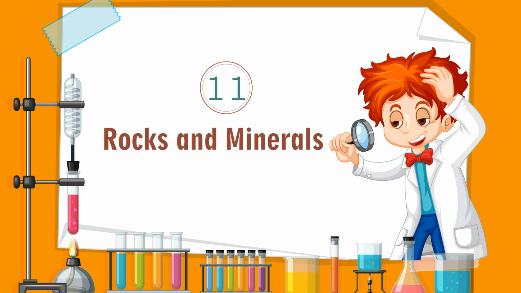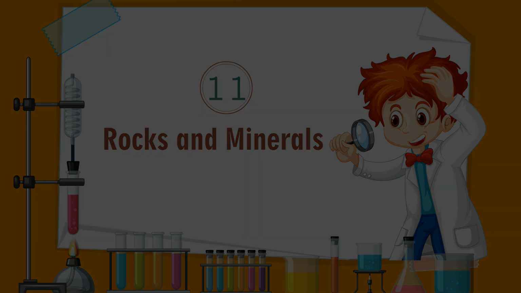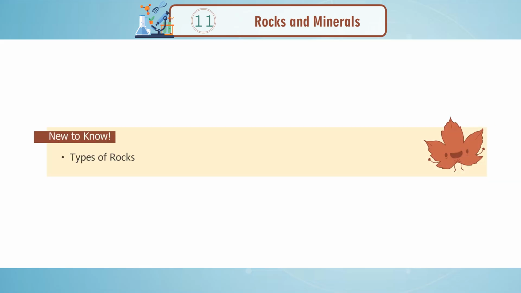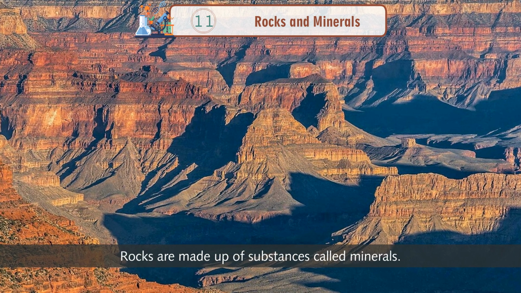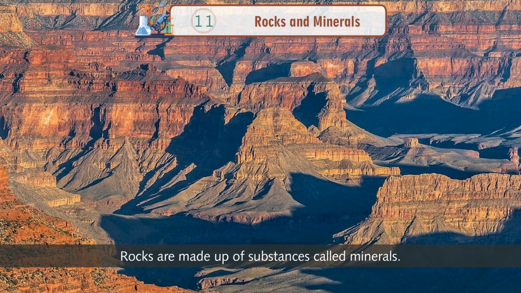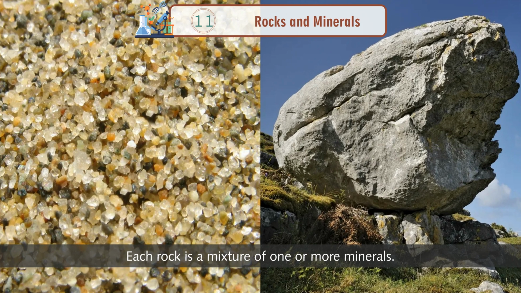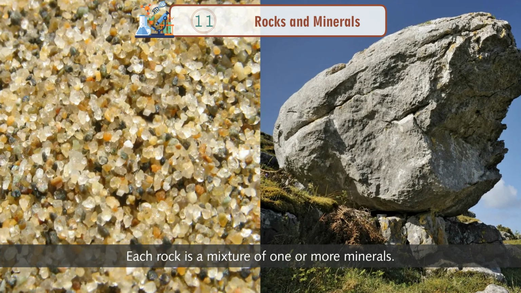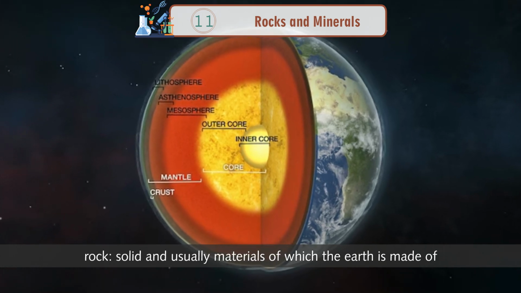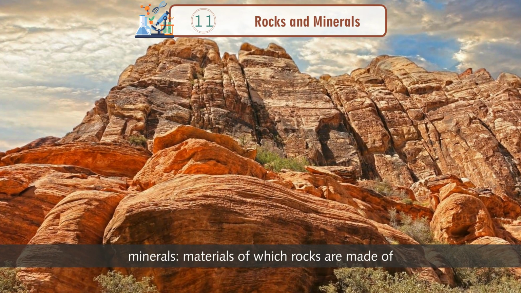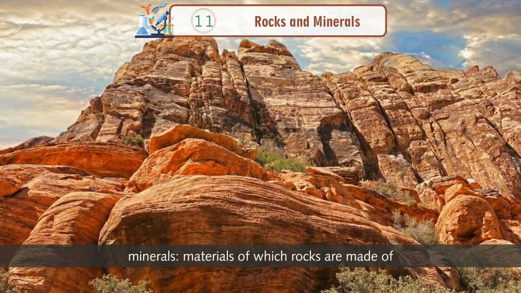Chapter 11. Rocks and Minerals. New to know: types of rocks, minerals. Our earth is made up of rocks and minerals. Rocks are made up of substances called minerals. Each rock is a mixture of one or more minerals. Rock: solid and usually materials of which the earth is made. Minerals: materials of which rocks are made.